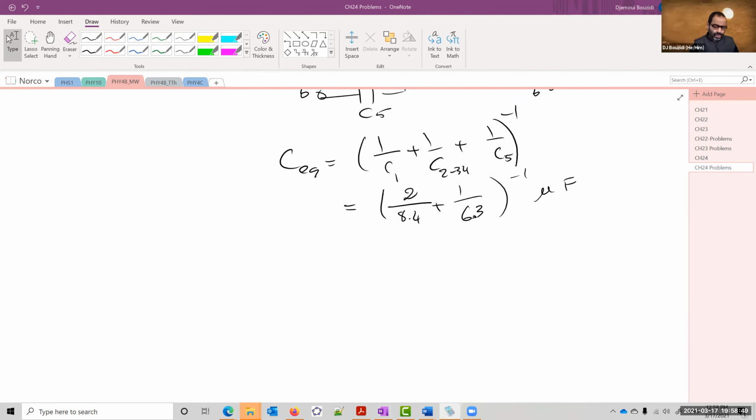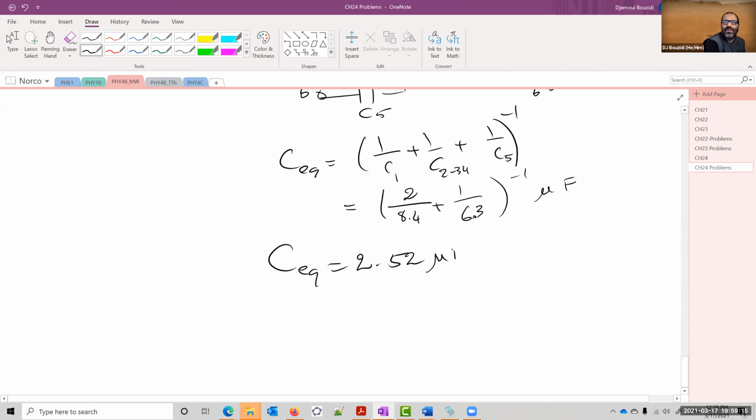So this is going to be 1 over 4.2. Since there is that connection between the capacitances, actually it could have been a lot easier than this calculation, but let's use the brute force still, to the power -1, and the answer is 2.52. So C equivalent is 2.52 microfarads.